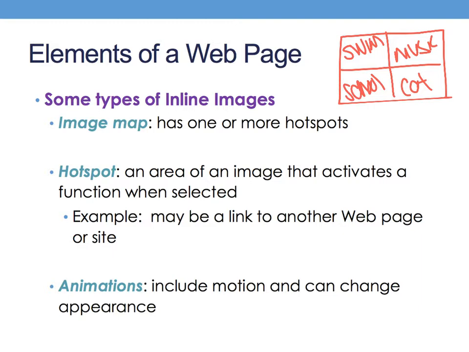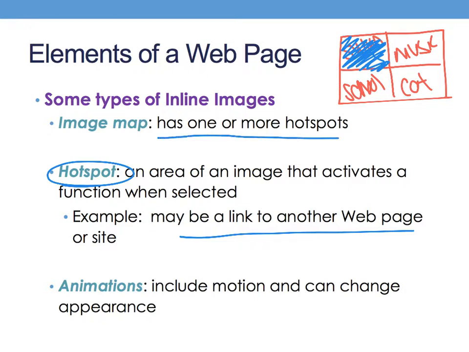So say, for example, that this entire area of your image can be clicked. So that swimming area can be clicked, and it'll take you to my swimming page. Well, if there's a clickable region, that clickable region is called a hotspot. So if you have an image and you've mapped it out so an area on that image can be clicked and it'll link to another place, that's called a hotspot. And an image that is made up of hotspots is called an image map.